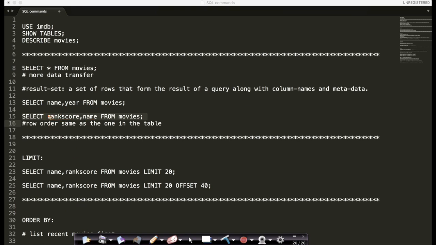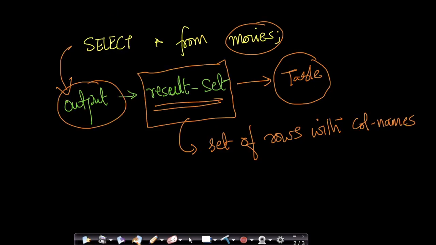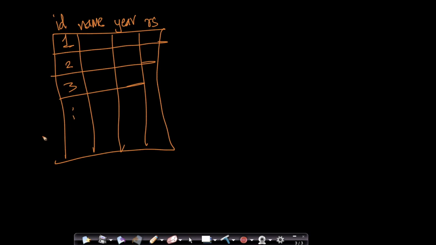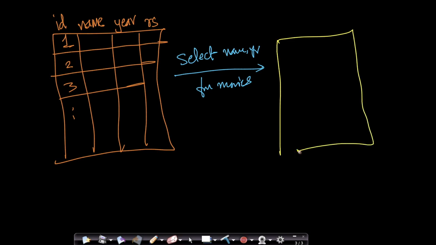That's one. The second thing here is when I output all the rows, look at this. Suppose my original table, let's assume this is my original table with ID, name, let's say year, and rank score. I'll just write rank score in short. Let's assume I have ID 1, ID 2, ID 3, and so on. On top of this, let's assume I ran a select query: select name comma year from movies table. The output generated here will contain only two columns, name and year.